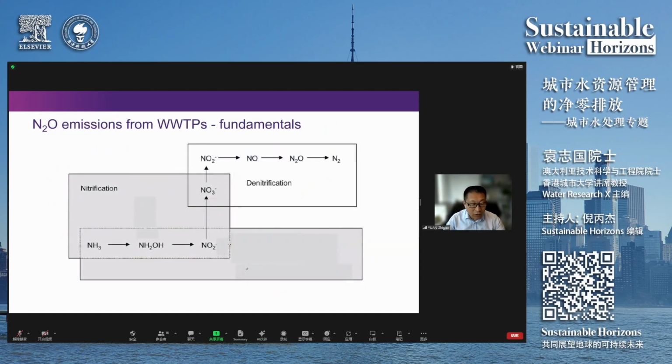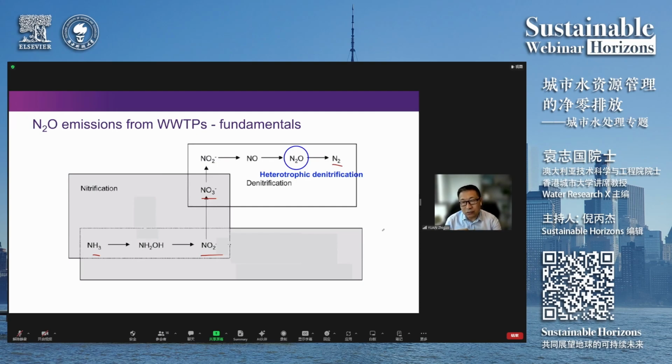In terms of N2O emissions, we have a reasonable understanding of how N2O is produced in a wastewater treatment process. Everybody knows about biological nitrogen removal. That includes nitrification, basically ammonia to nitrite and to nitrate, and denitrification, which is basically nitrite converted to nitrogen gas. There are multiple processes that contribute to N2O.